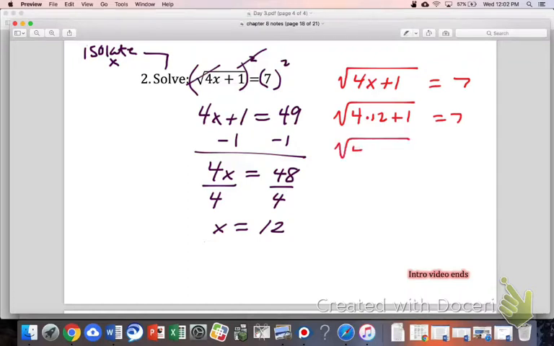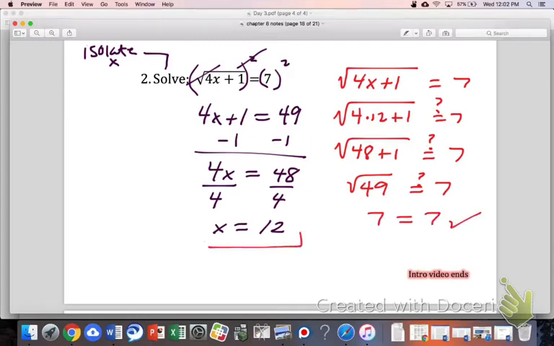4 times 12 is 48. And 48 plus 1, of course, is 49. And we know from before that the square root of 49 is actually 7. So 7 does equal 7. So that does check, meaning that 12 is a solution.